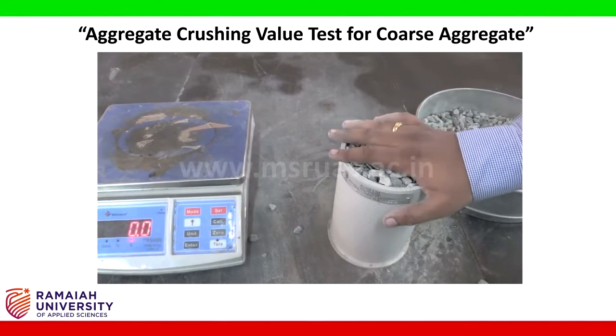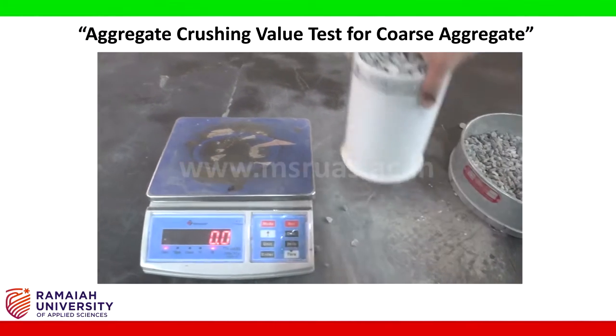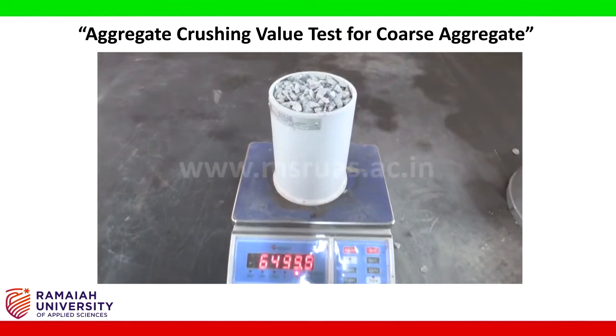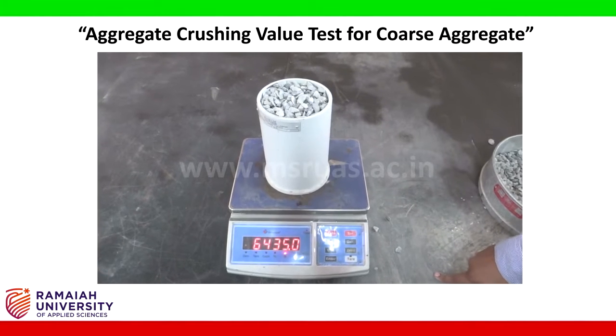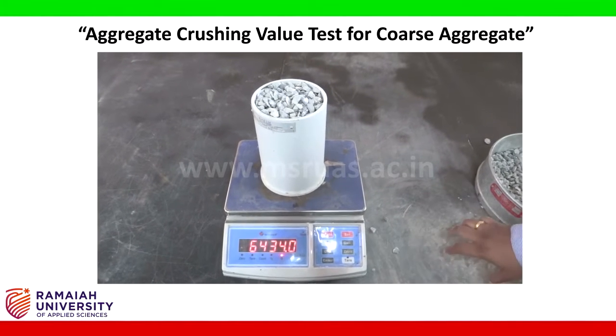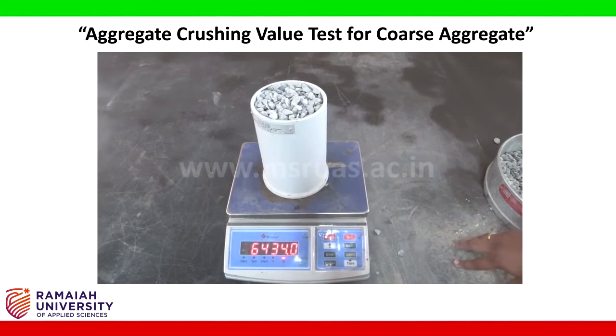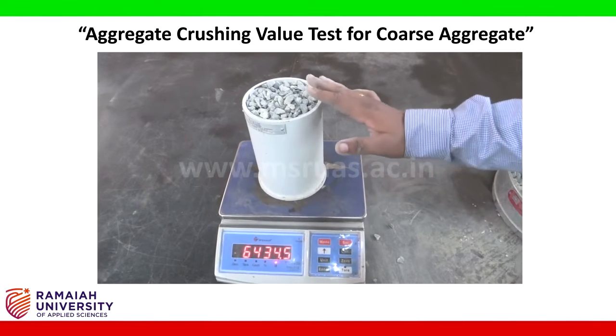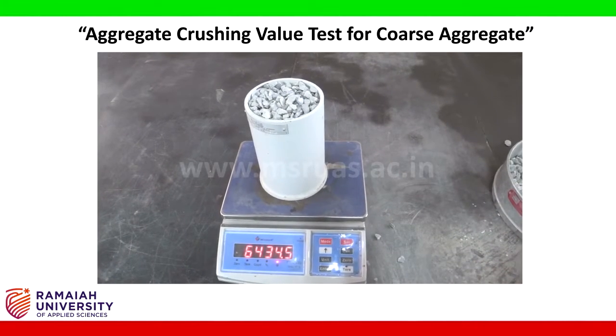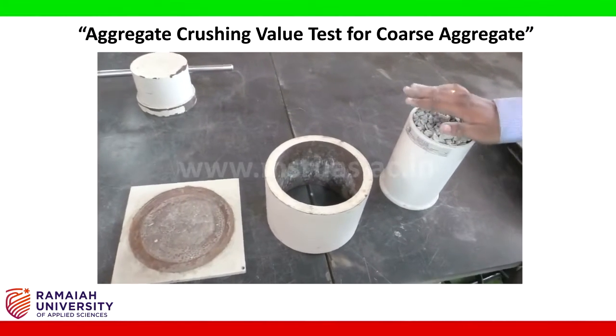After preparing the measuring mix, what are we going to do? We are going to take the weight of the measuring cylinder plus aggregates. We are going to note it down as W2. The difference between W1 and W2 gives you the weight of aggregate which is present in the cylinder. Our measuring of aggregates is done.